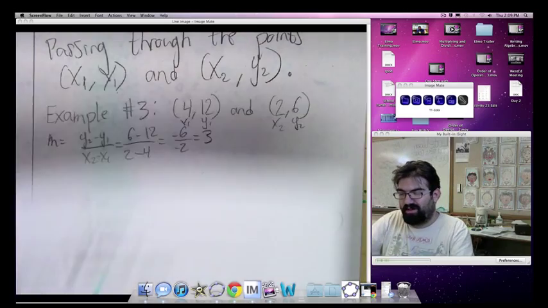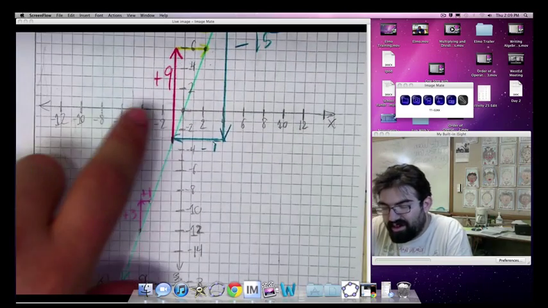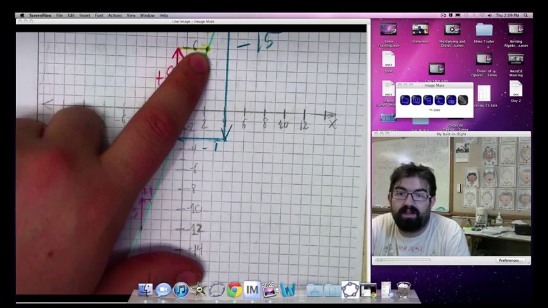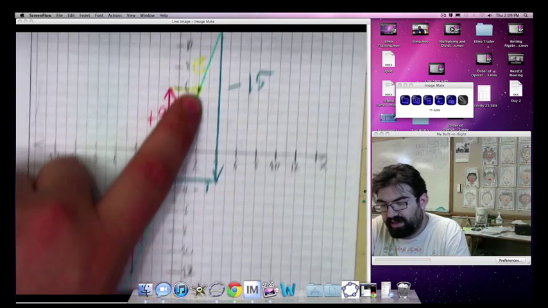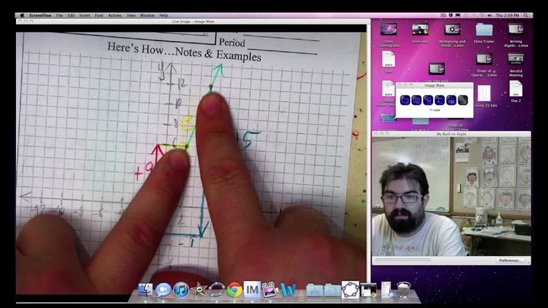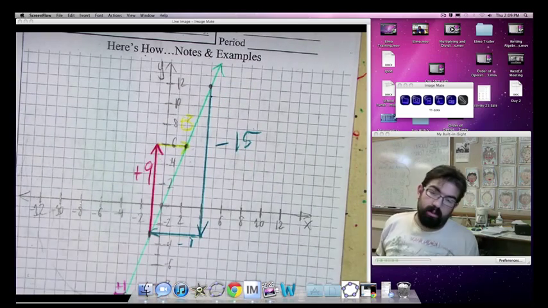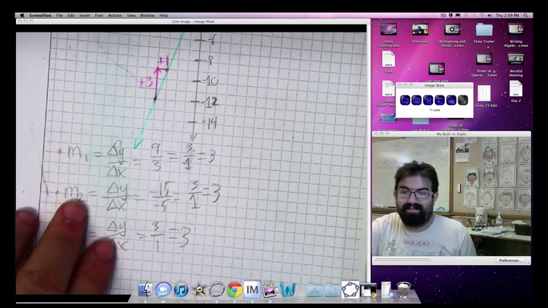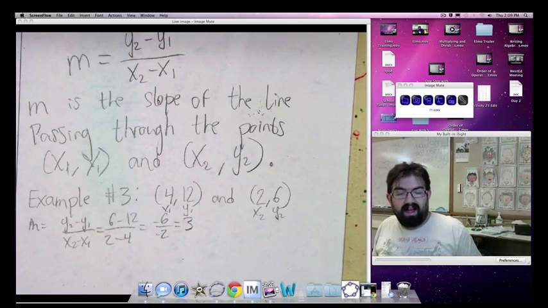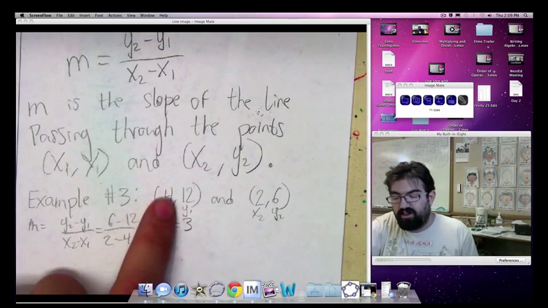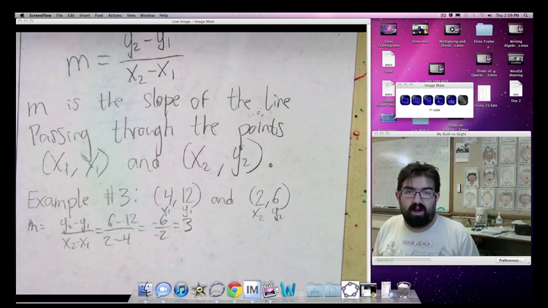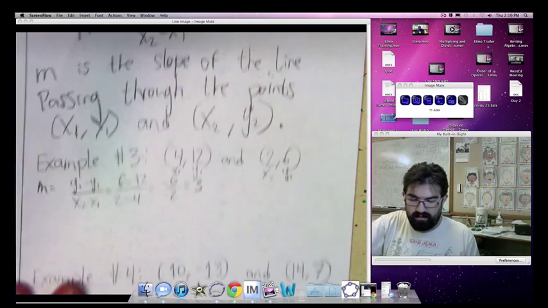But I will show you this right here. 6, 12 is this point, or 2, 6 is this point, and here is 6, 12. I just found the slope of this line right here. We know this slope of this line is 3. So I think that's kind of cool to go back that I basically just used these points without using the graph at all. Really neat trick.